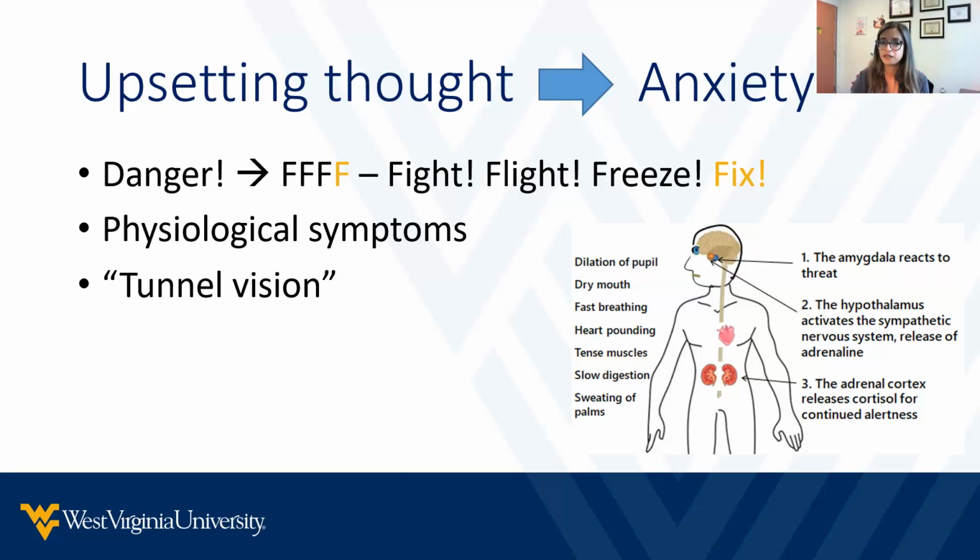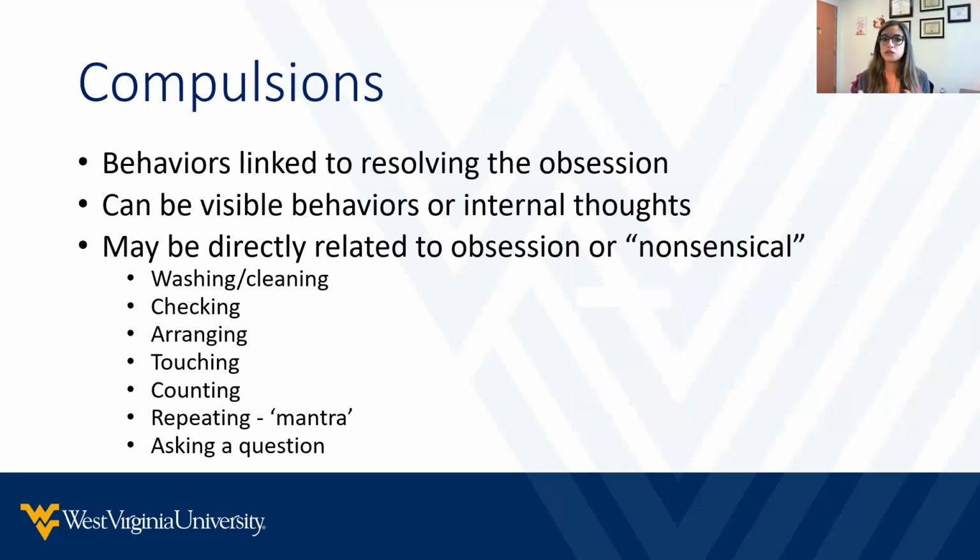In yellow here, you'll see that there's another F, because there's the fight, flight, freeze, and then immediately this drive to need to fix it or get rid of that obsession. And that's when usually the compulsions come in. These are behaviors that are linked to resolve or fix the obsession, make it go away. These can be visible behaviors that are observable, or they can also be internal, something that's more hidden. They can be directly related to the obsession, or they can be totally nonsensical.